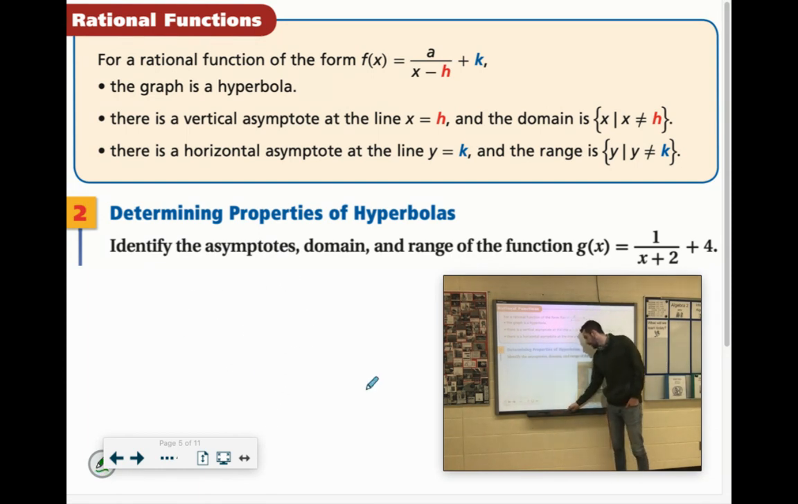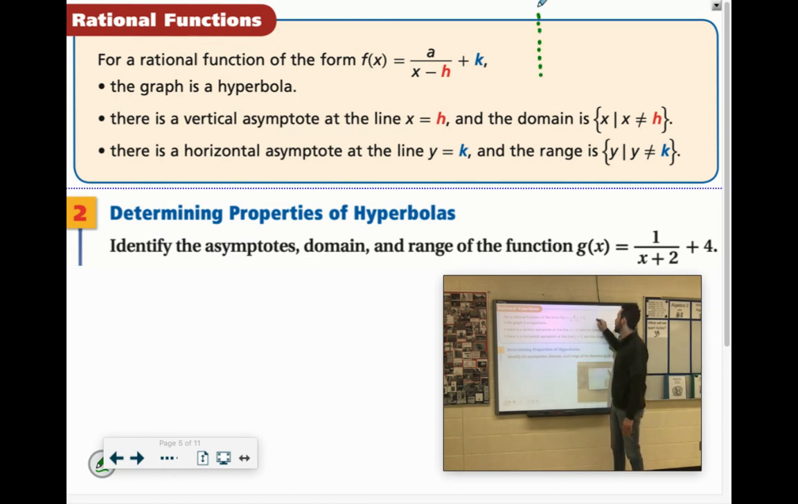There's a vertical asymptote. Vertical means up and down, so there's going to be an up and down line that it will never touch at h. And then there's going to be a horizontal asymptote, a flat line going across at k. That gives you the spots where your graph will never touch.